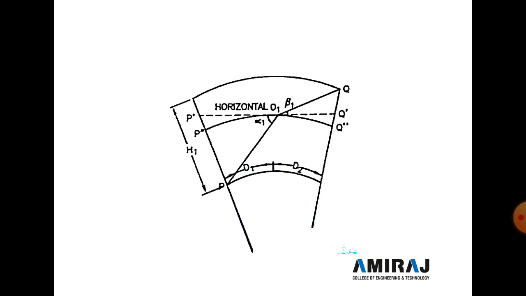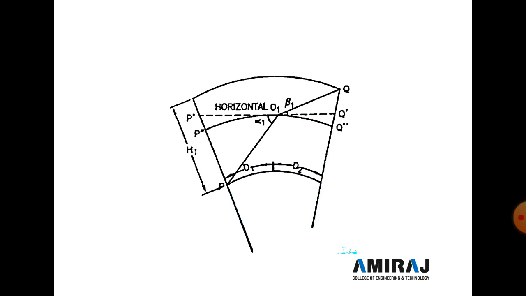Let us assume that alpha 1 is the angle of depression and beta 1 is the angle of elevation. As you can see from the figure, when we set up the instrument at O1, the P point is in a downward direction and the Q point is in an upward direction from the instrument setup. So we take alpha 1 as the angle of depression and beta 1 as the angle of elevation. Now, what is h1? h1 is the difference in height of the P and Q points.